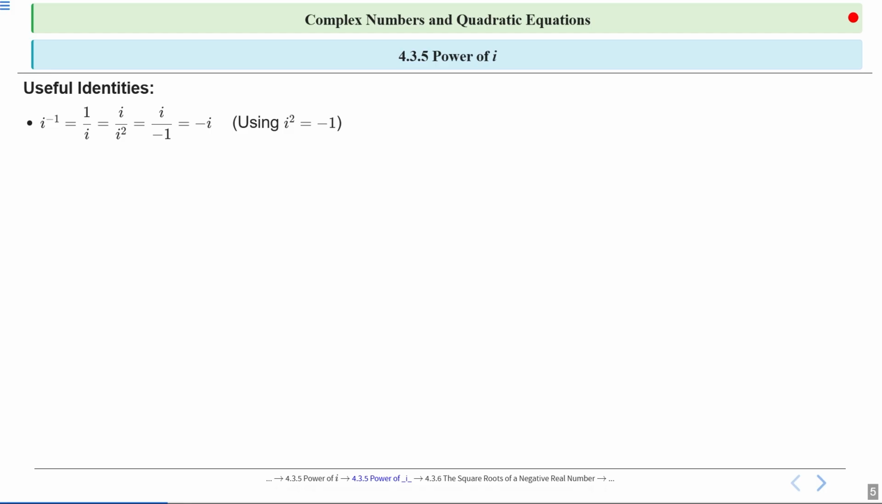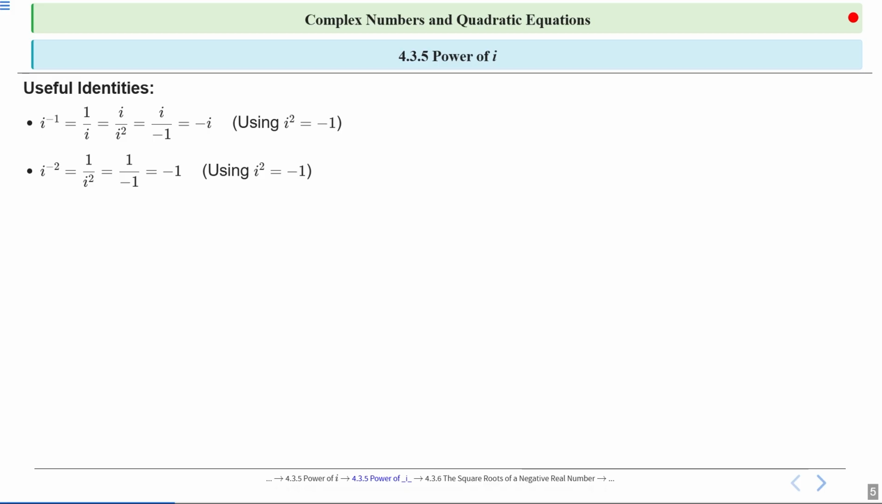So first, let's examine iota raised to the power of negative 1. The equation is iota to the power minus 1 equals 1 divided by iota, equals iota divided by iota square, equals iota divided by minus 1, equals minus iota. Using here that iota square is equal to minus 1.